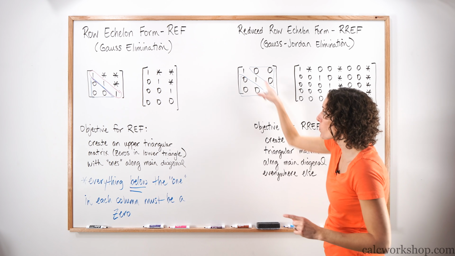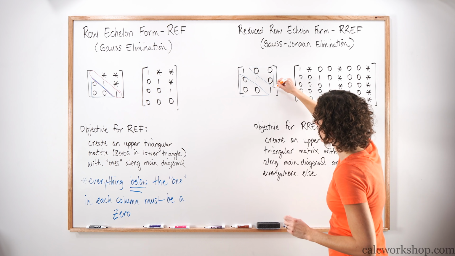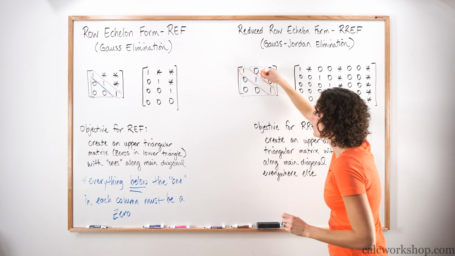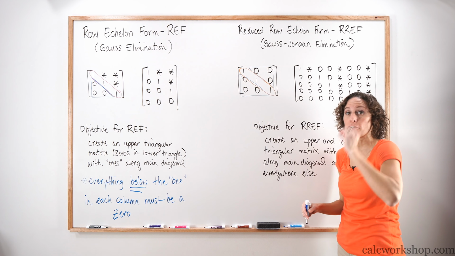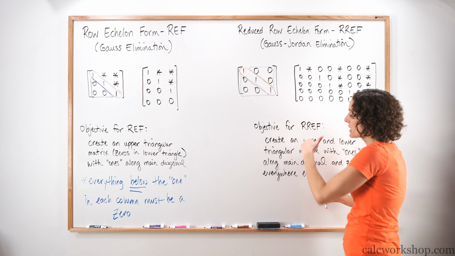So again, what we see here is that we do have a main diagonal because we have a square matrix, which is nice. We get ones in a column. Anything above and below has to be a zero, which we see here.